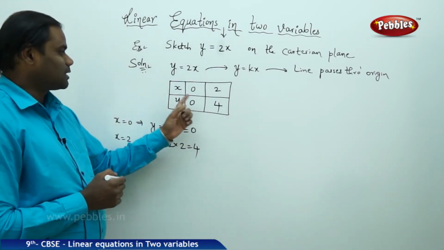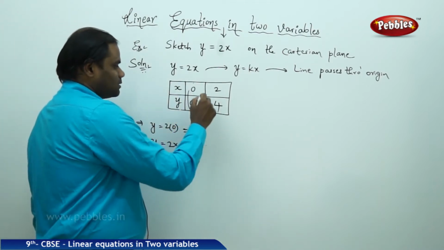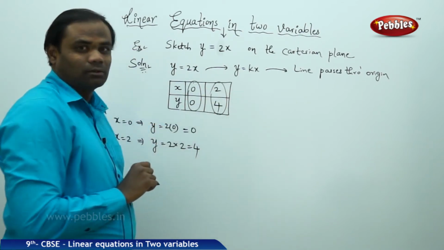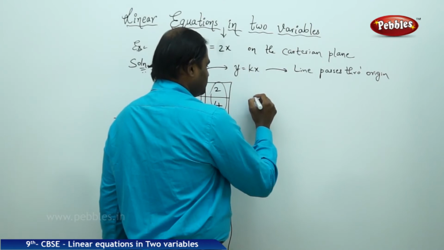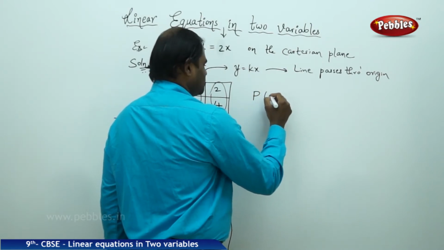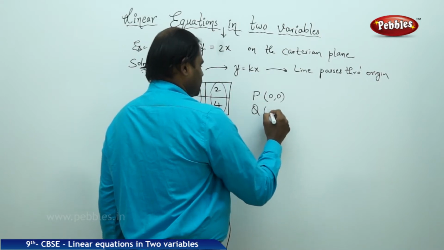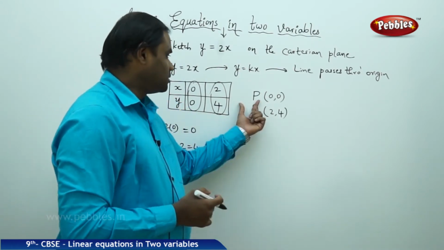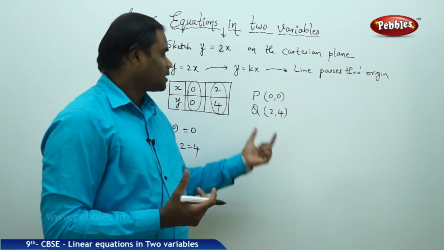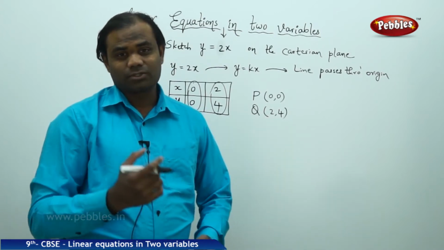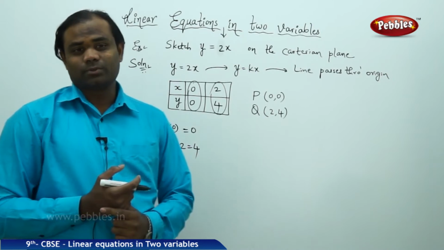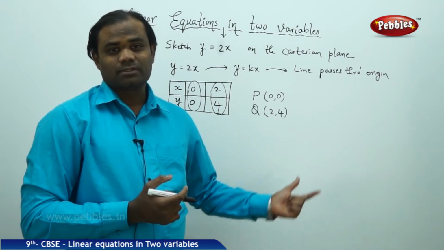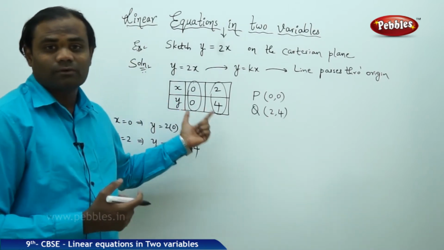Now that for 2 points I have got one point represented by the second column and the other point represented by the third column, I clearly understand that there are 2 points: P which is (0, 0) and Q which is (2, 4). That is, the point P (0, 0), the origin, and the point Q (2, 4) pass through the given line y equals 2x. So let's see how we can sketch utilizing these two coordinates as evaluated through the table of values.